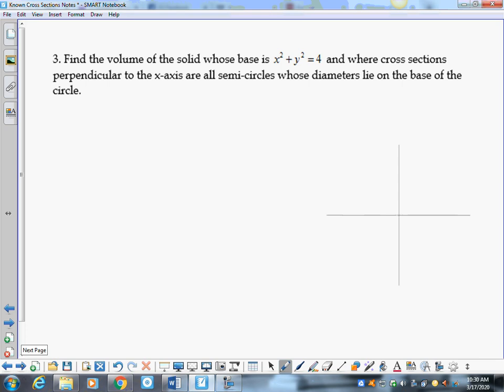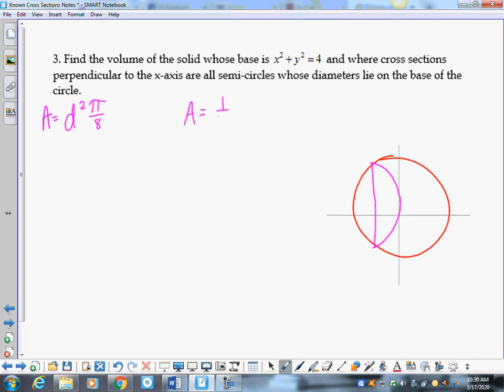Okay, number 3. I've got this same base, this same circle. Cross sections perpendicular to the x-axis are all semicircles. So now I have my base and a semicircle sitting on top of it. Well, a semicircle you can do 2 different ways. If you flip back and look at the front, your area can be diameter squared times pi over 8, or your area can be 1/2 pi r squared, half of a circle.